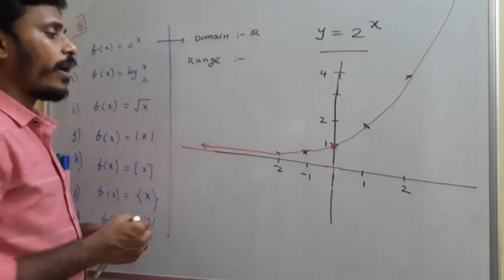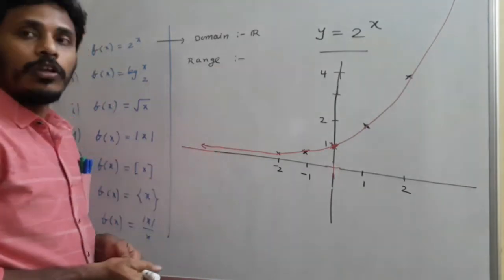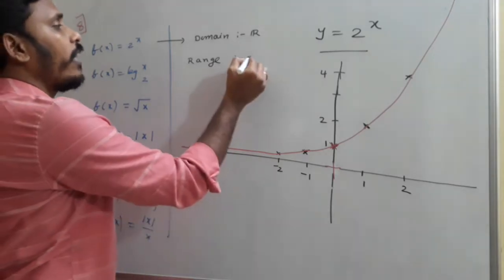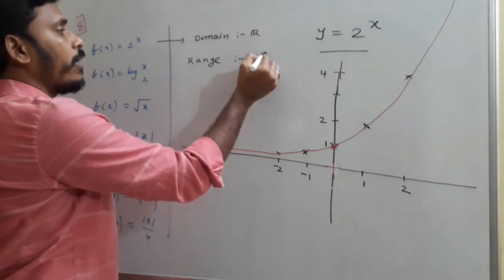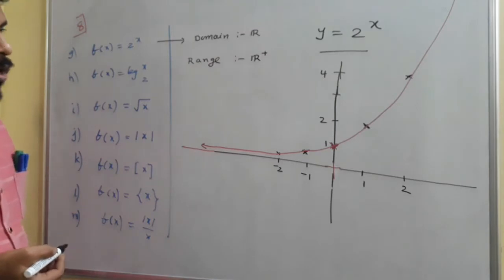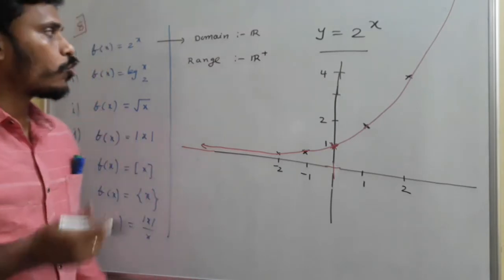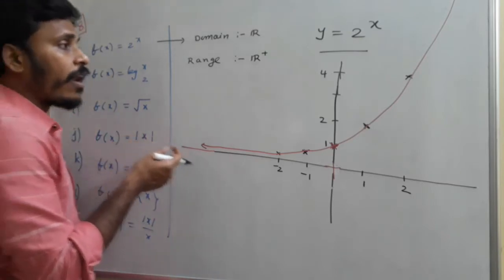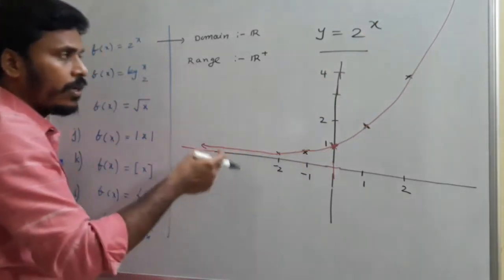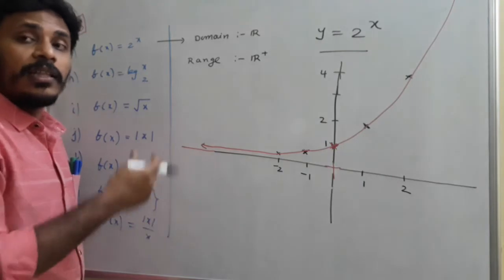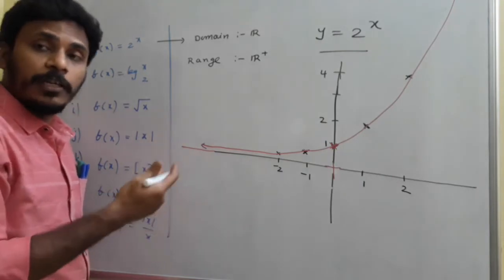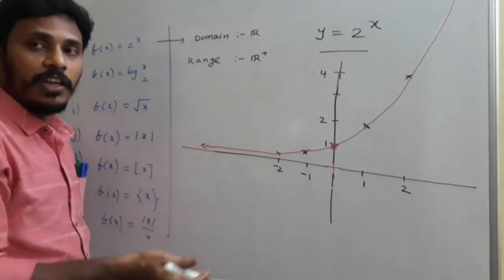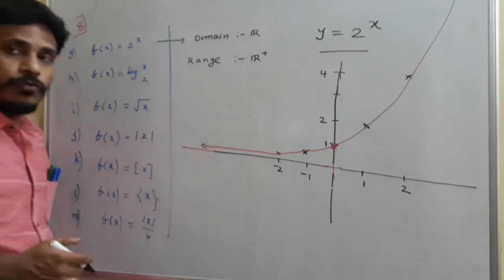Since all the results are only positive, the range of this is R plus, positive real numbers. Domain for y is equals to 2 power x is real numbers, range is positive real numbers, and the rough sketch of the graph will be like this. This is just for 2 power x. In the similar way, you can draw for 3 power x, 4 power x, 5 power x, and anything. So this is the rough sketch for 2 power x.